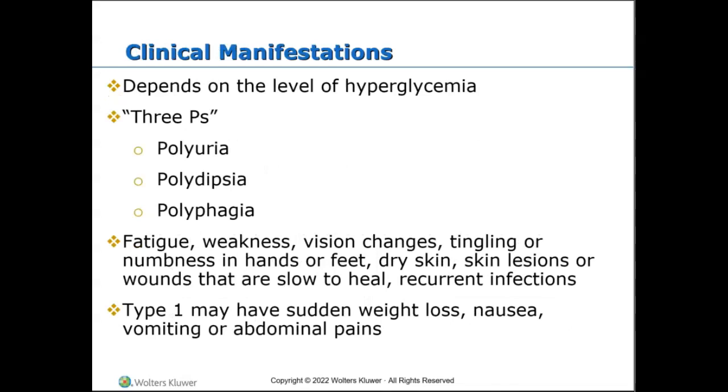Patients will present with signs and symptoms of polyuria, polydipsia, and polyphagia. If you don't know what these are, pause and look them up in your book or Lippincott Advisor. Other symptoms include fatigue, weakness, sudden vision changes, tingling or numbness in your hands and feet, dry skin, skin lesions that won't heal or are difficult to heal, or recurrent infections. Sudden weight loss or nausea, vomiting, or abdominal pains. Those 3 things may be signs for type 1 diabetes.